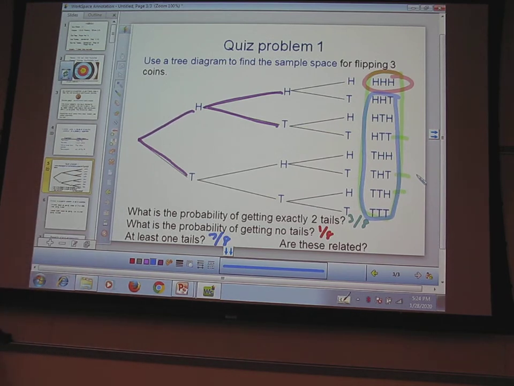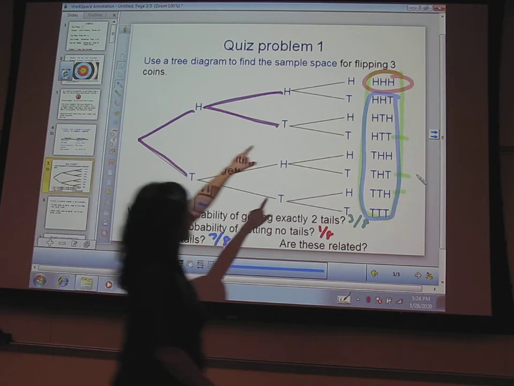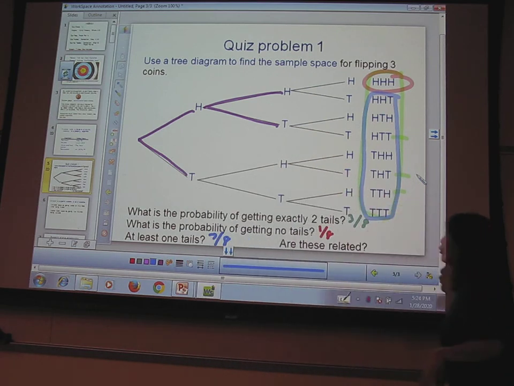Are those related? Comment or question? Yes, can you elaborate on whether they're related or not? What makes them related? So the red group and the blue group are what we call complements of each other. I guess you could say they're not related because they have nothing in common. But what we mean is, is there something that connects them, some sort of relationship?